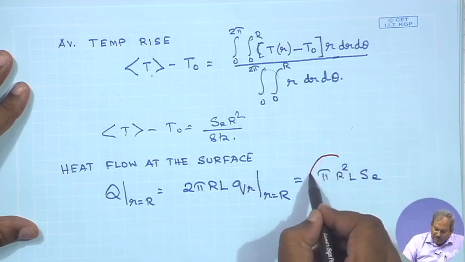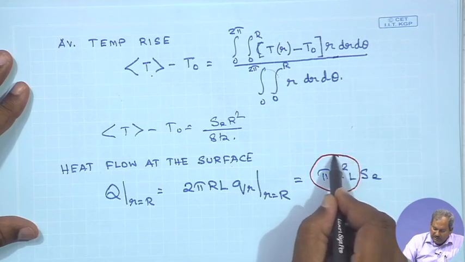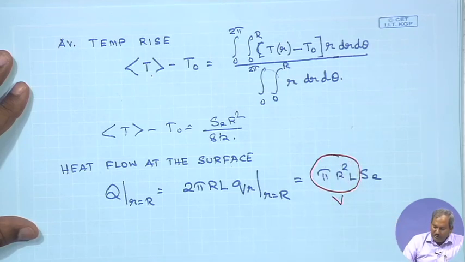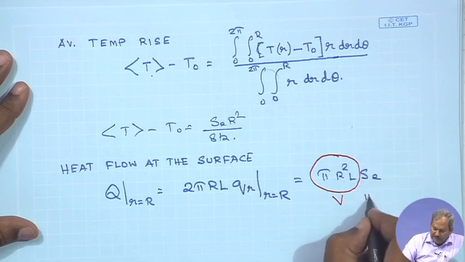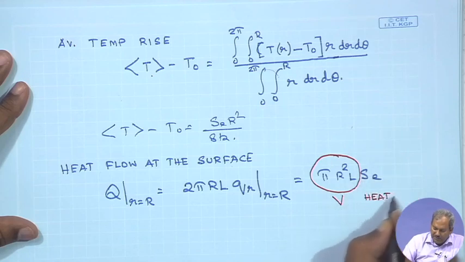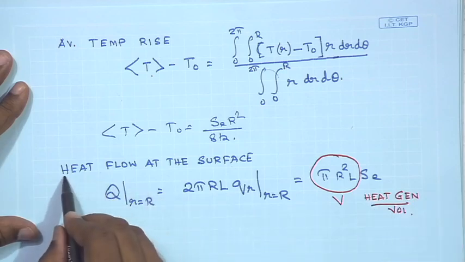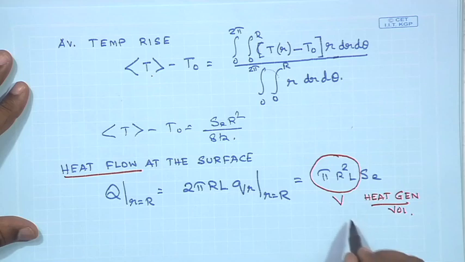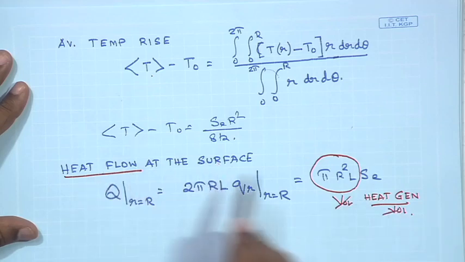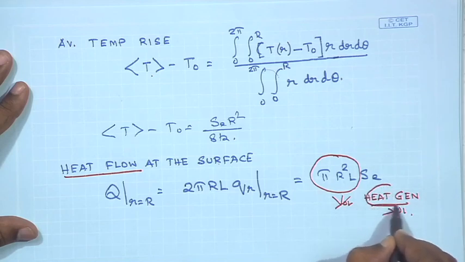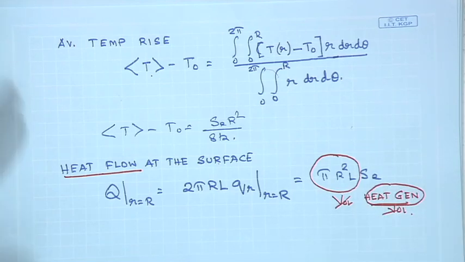If you look carefully, pi R square L is simply the volume of the control volume, and Q is the heat generated per unit volume. So, the heat flow at the outer surface, these two volumes will cancel. So, heat flow at the surface must be equal to the heat generated. That is a condition which must be maintained in order to reach the steady state.